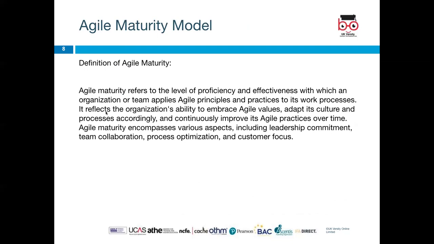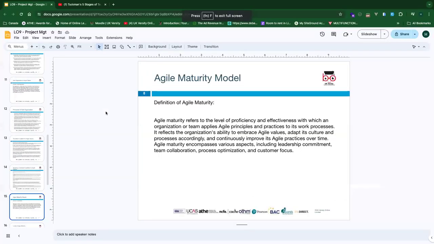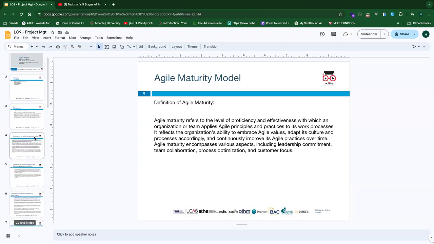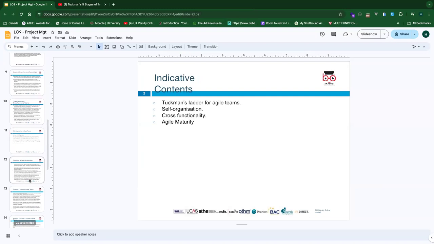Our next topic is agile maturity model. So, what is agile maturity? It's usually one of our indicative content, which is the last indicative content.